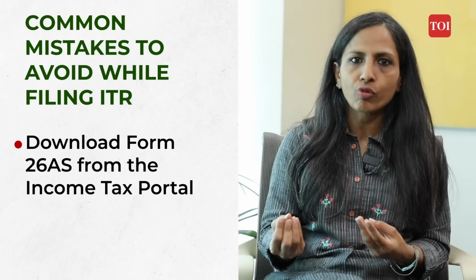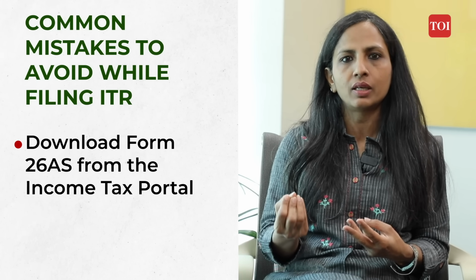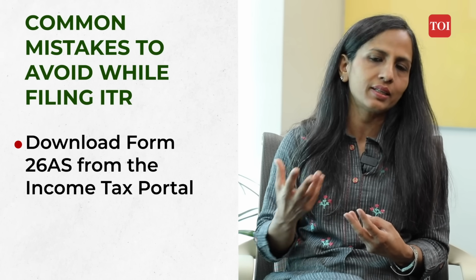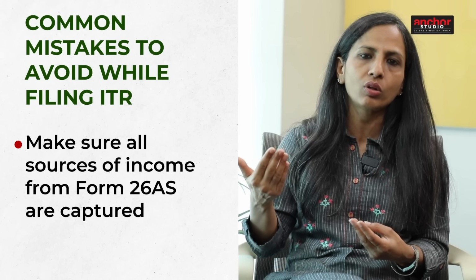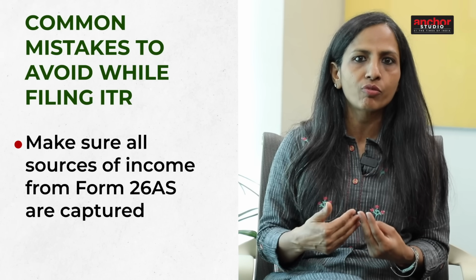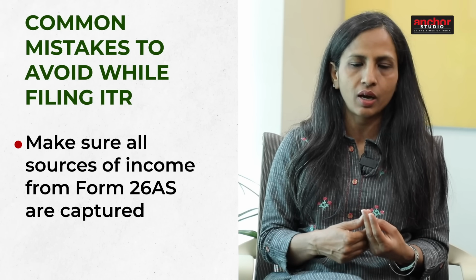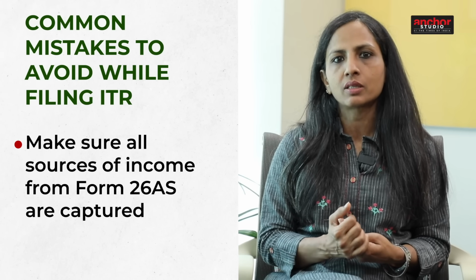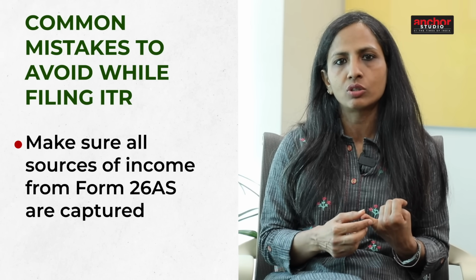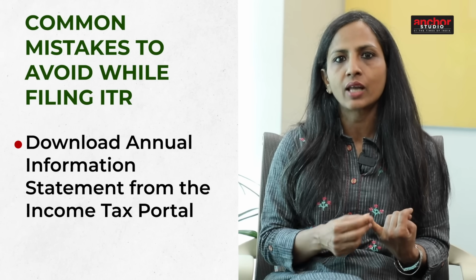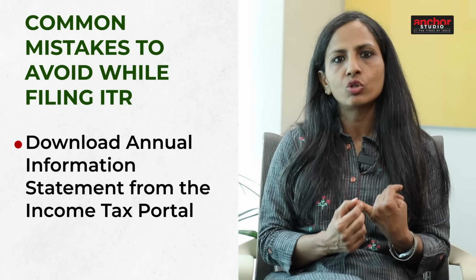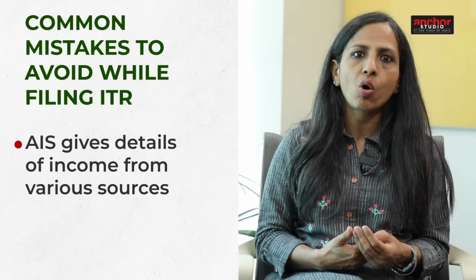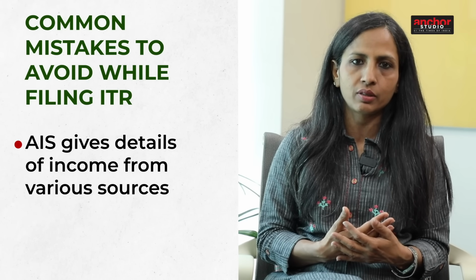You should download your Form 26AS from the income tax portal. Form 26AS contains the details of income and the taxes deducted. Make sure that all the sources of income from Form 26AS are captured. Then another great check which a lot of people miss out on is the AIS form or TIS form, Annual Information Statement, again which can be downloaded from the income tax portal, gives details of all the income from various sources.